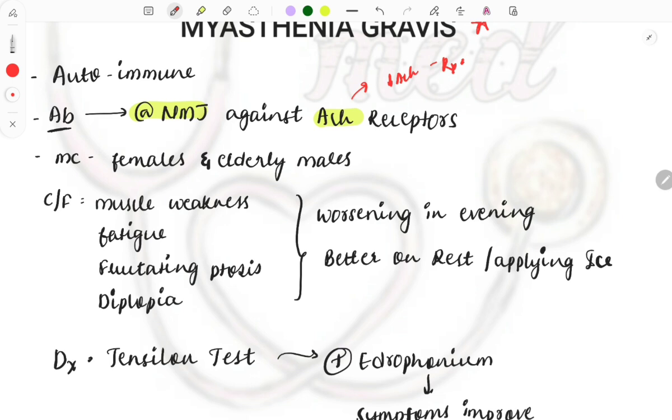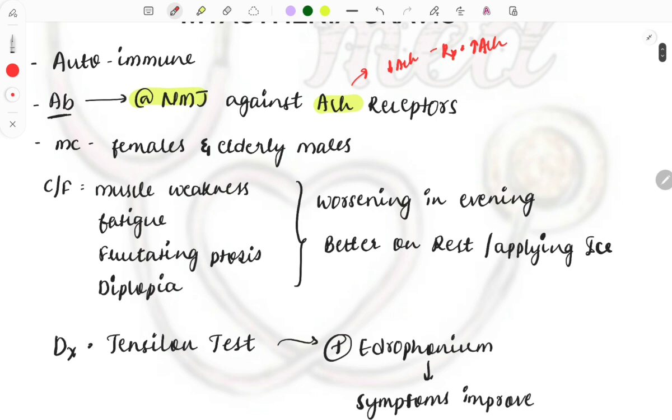That ACh is reduced, so our aim should be to increase the ACh, and how we will be doing it, we will discuss later. Most commonly seen in the females and the elderly males. Females most common because most of the autoimmune diseases are most commonly seen in the females.